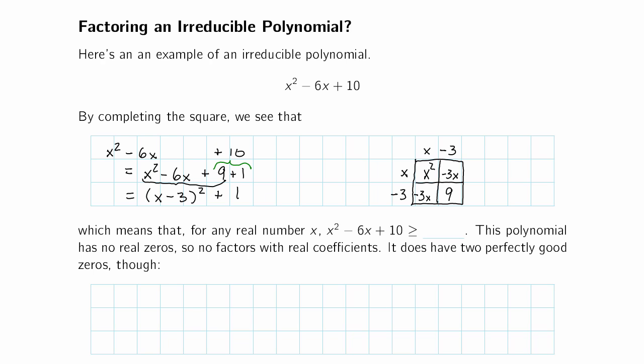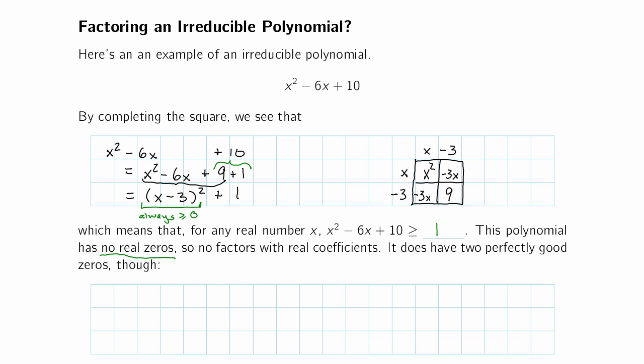Why does that help me? Well, here I'm squaring a real number, so this is always positive, or 0. When I add 1 to it, I get something that's going to always be greater than or equal to 1. So this polynomial has no real zeros. It's always greater than or equal to 1, so it's never 0. No real numbers that are zeros means no factors that have real coefficients.